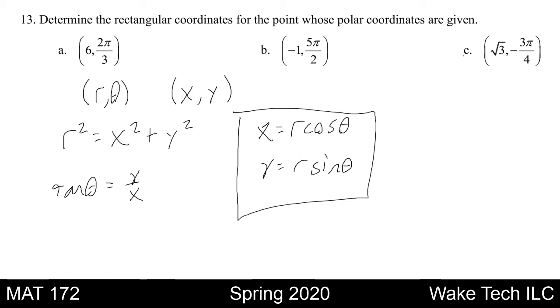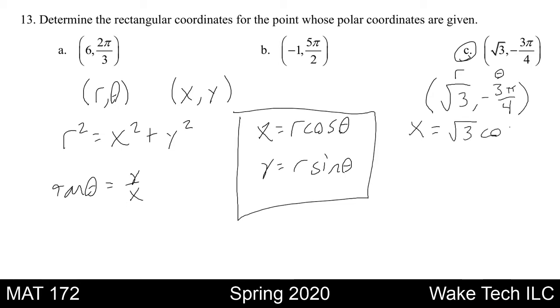Now, let's take part C, for instance. We have the square root of 3, negative 3 pi over 4. This square root of 3 is our r, and this negative 3 pi over 4 is our theta. That means we can just use these formulas straight away. x is equal to the square root of 3 cosine of negative 3 pi over 4.